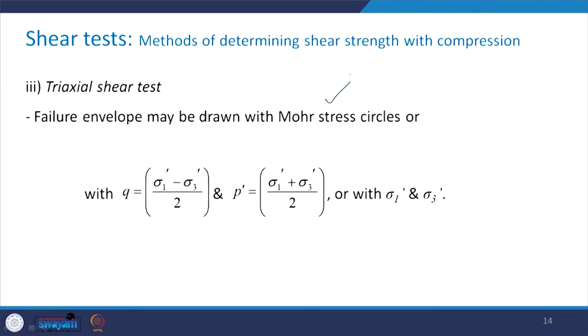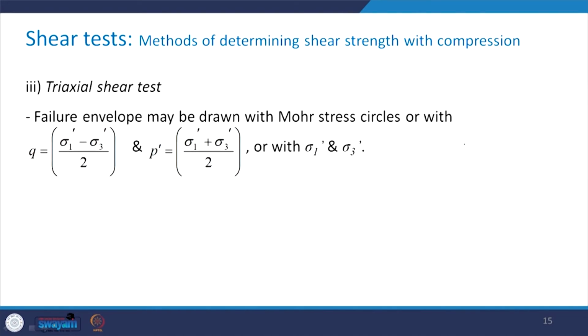Then the failure envelope may be drawn either by Mohr stress circle, or the plot can be done with q and p prime. q is given by sigma 1 prime minus sigma 3 prime by 2, and p prime is sigma 1 prime plus sigma 3 prime by 2, or we can have the plot with sigma 1 versus sigma 3 prime. From there also we can get the failure envelope. Now, let us see, if I have the Mohr stress circle, then how can we get it?